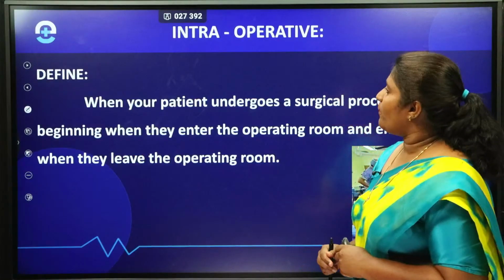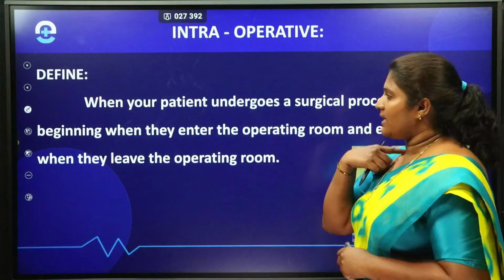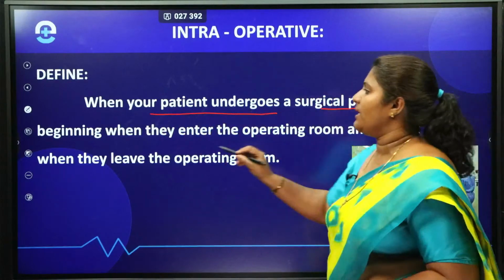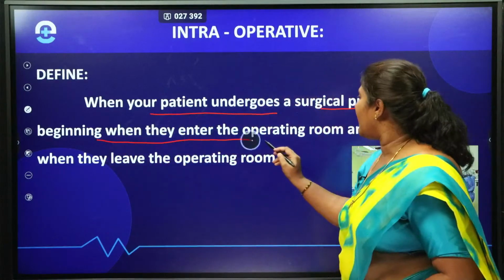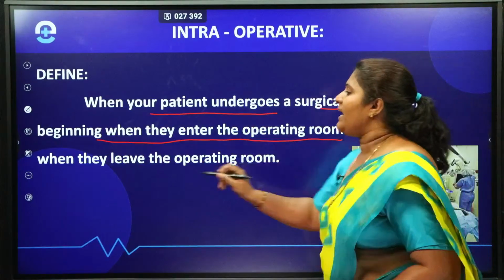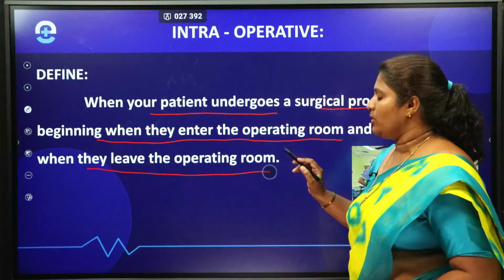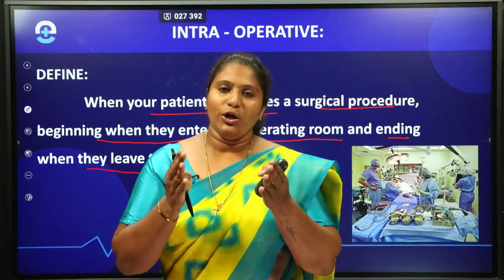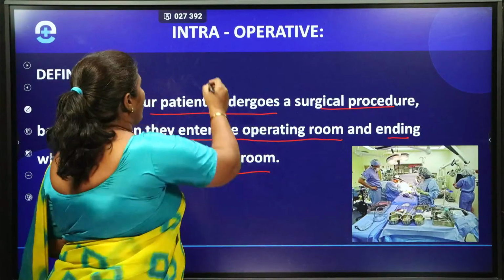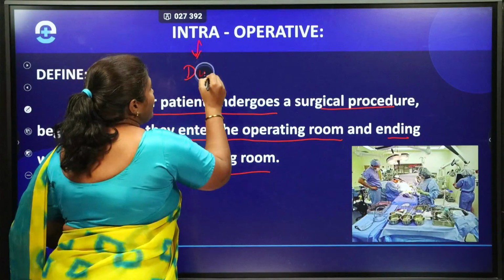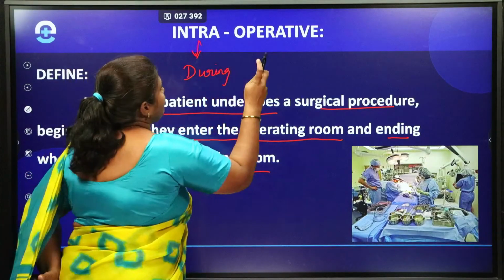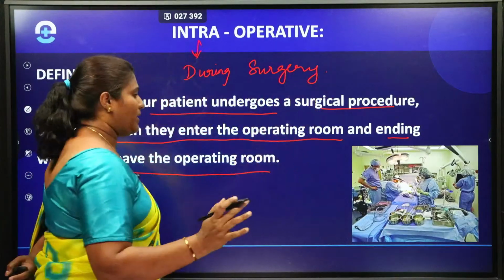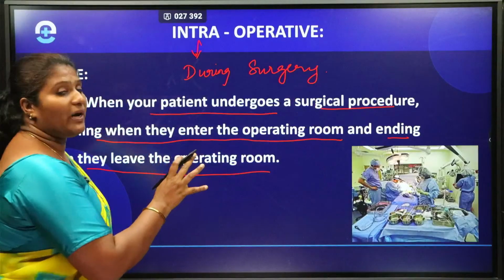Next one is intraoperative care. Intraoperative care is when your patient undergoes a surgical procedure, beginning when they enter the operating room and ending when they leave the operating room. Intra means during, during the surgery. What kind of care has to be given during the surgery is called intraoperative nursing care.